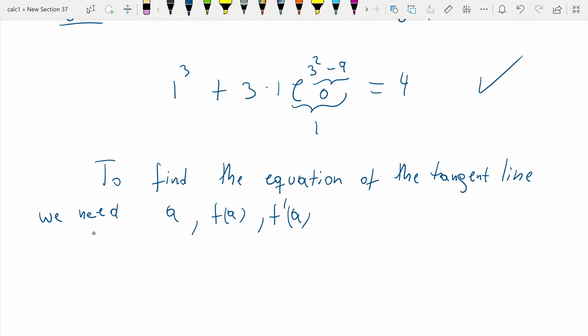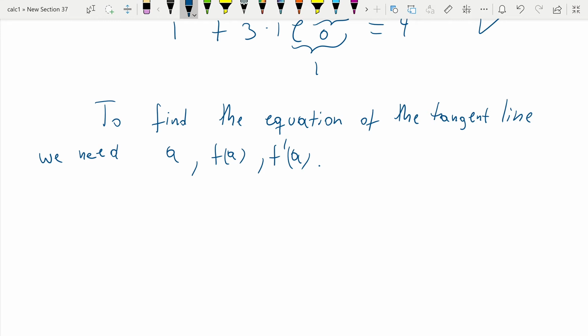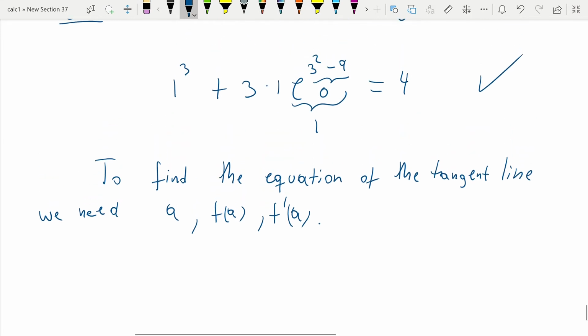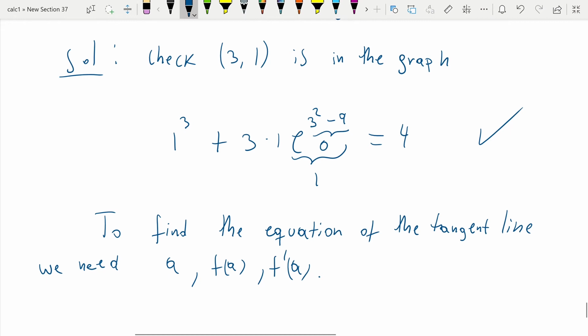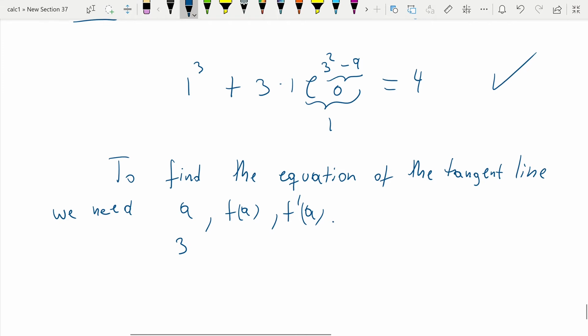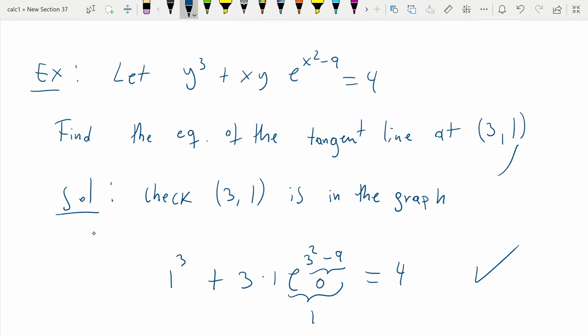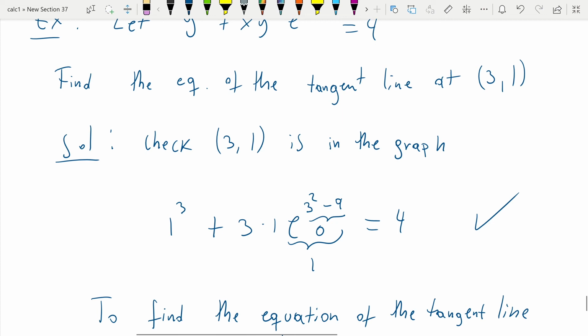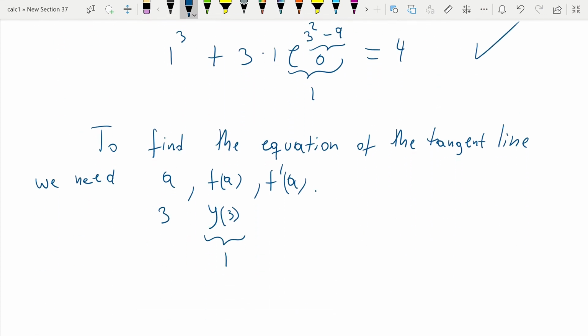Now what's the difference here? The difference is that f is not given to us explicitly, but a is known. A is the value of x, so a is equal to 3. F of a is known to us. Remember that y is a function of x, so f here is equal to y. So it's y of 3, which according to this is equal to 1. So that's the value of the function. And we just need to find f prime of a.